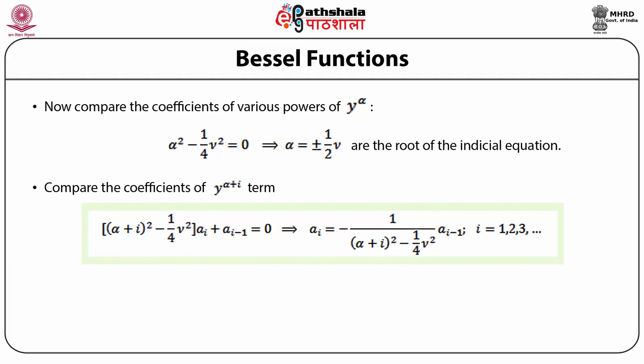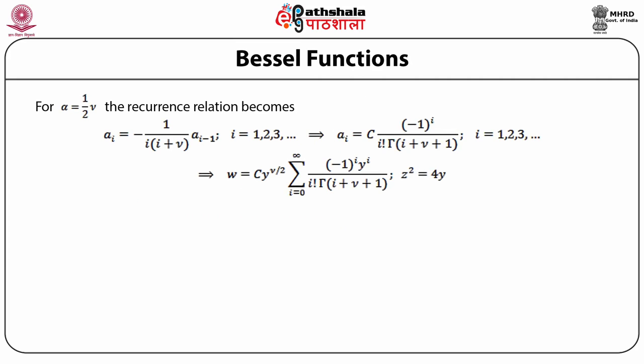This implies a_i is equal to a_{i-1} divided by ((alpha + i)^2 minus 1/4 nu^2), where i takes up the values 1, 2, 3 and so on. For alpha equal to half of nu, the recurrence relation becomes a_i is equal to minus 1 by i into (i plus nu) multiplied by a_{i-1}, where i takes the values 1, 2, 3 and so on.